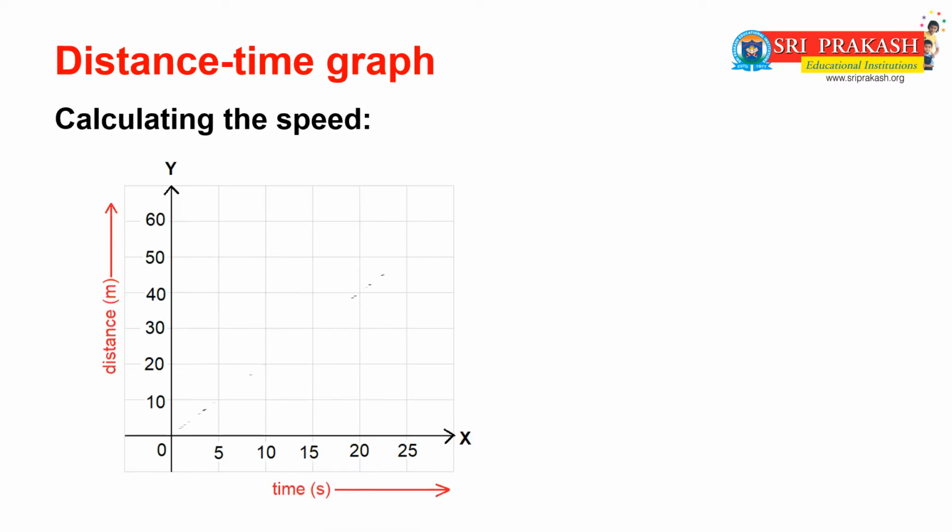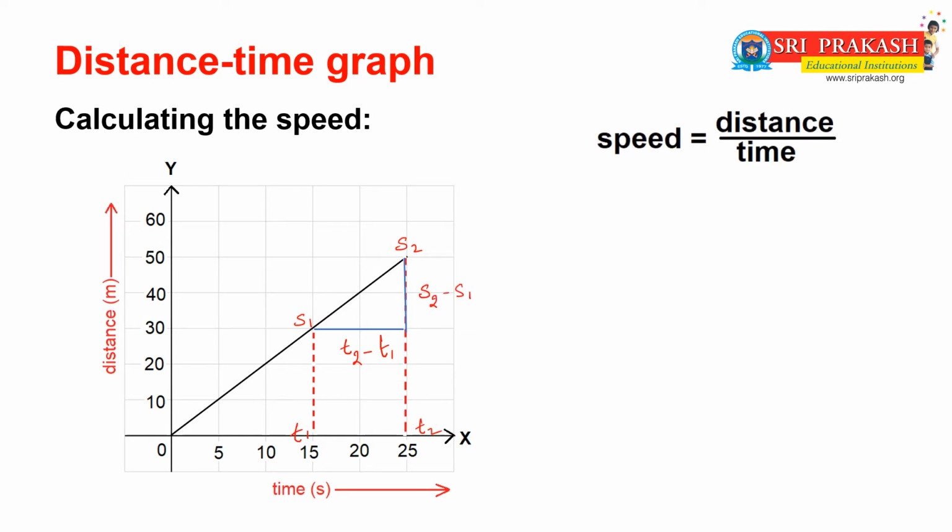Calculating the speed for uniform motion, let us consider two time intervals t1 and t2 and the corresponding positions along the y-axis are s1 and, for t2, it is s2. Now we can find the time period between the two intervals along the x-axis by subtracting t1 from t2, and we can also calculate the distance along the y-axis by subtracting s1 from s2. We know that speed is equal to distance by time. From the graph, distance is s2 minus s1 and time is t2 minus t1.